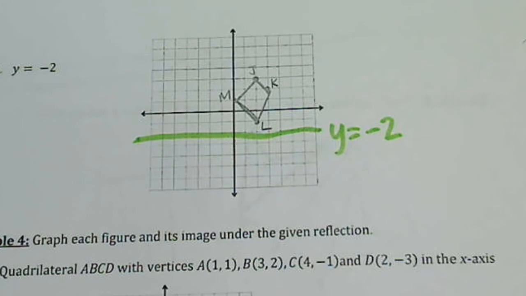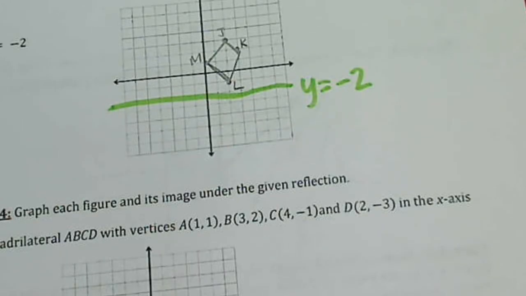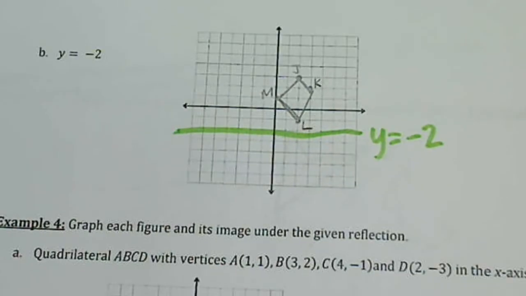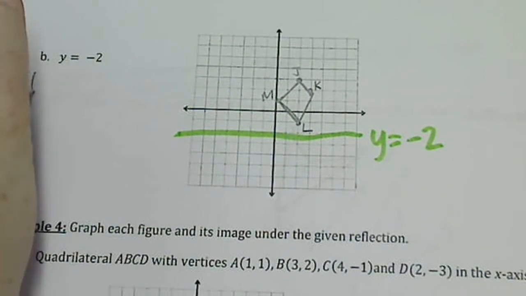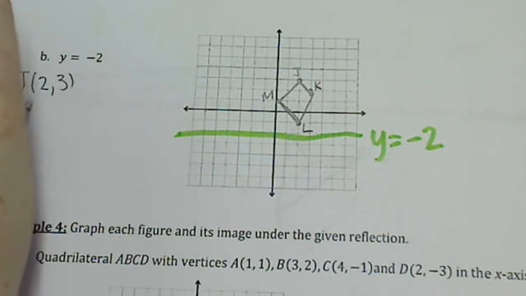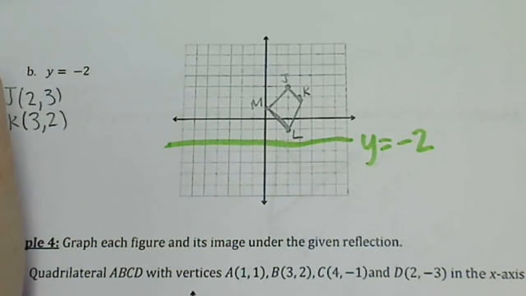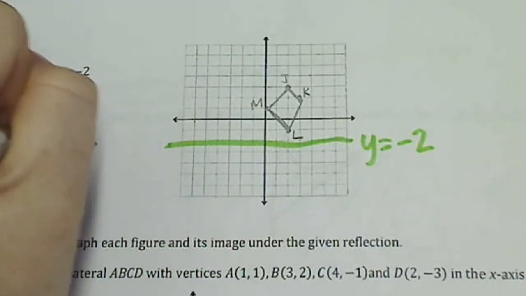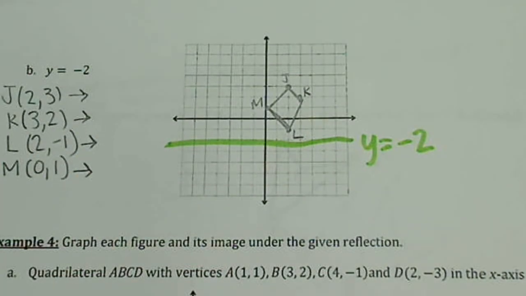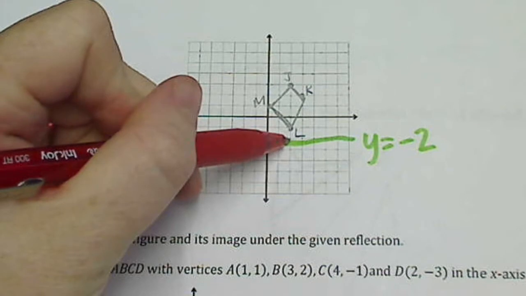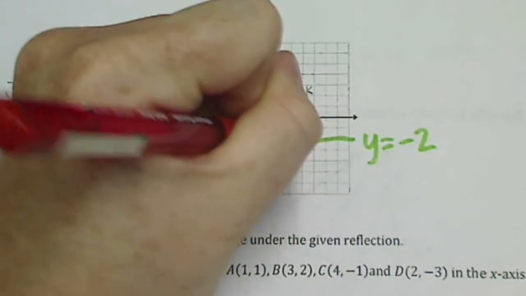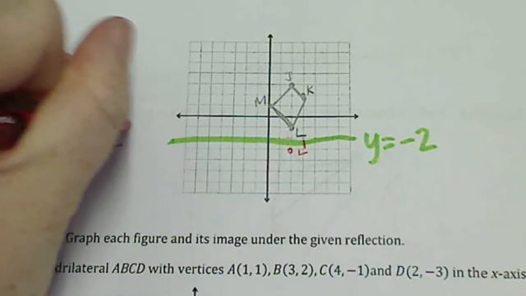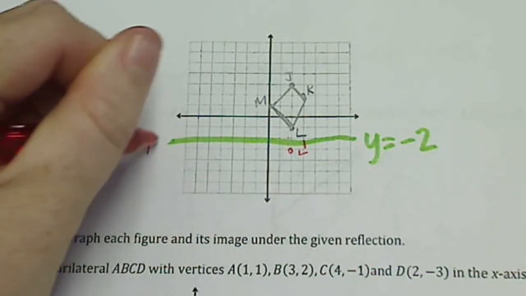Okay, so same thing. Let's take our points and let's write them on the side. J is 2, 3. K, 3, 2, L, 2, -1, and M, 0, 1. Alright, let's reflect it. Get your pen out. And let's see. L is 1 unit away from our mirror, so it's going to go 1 unit down, right down here. That is the point 2, -3.